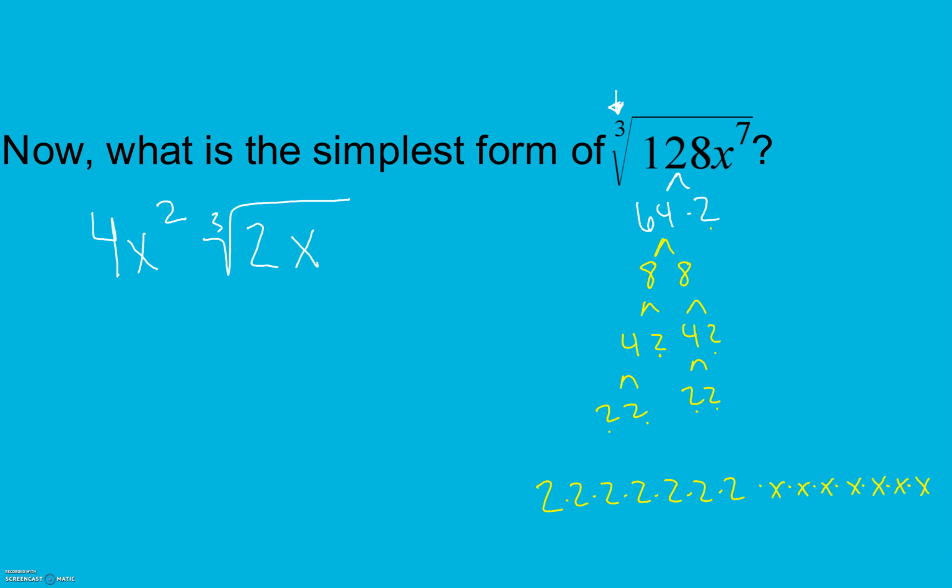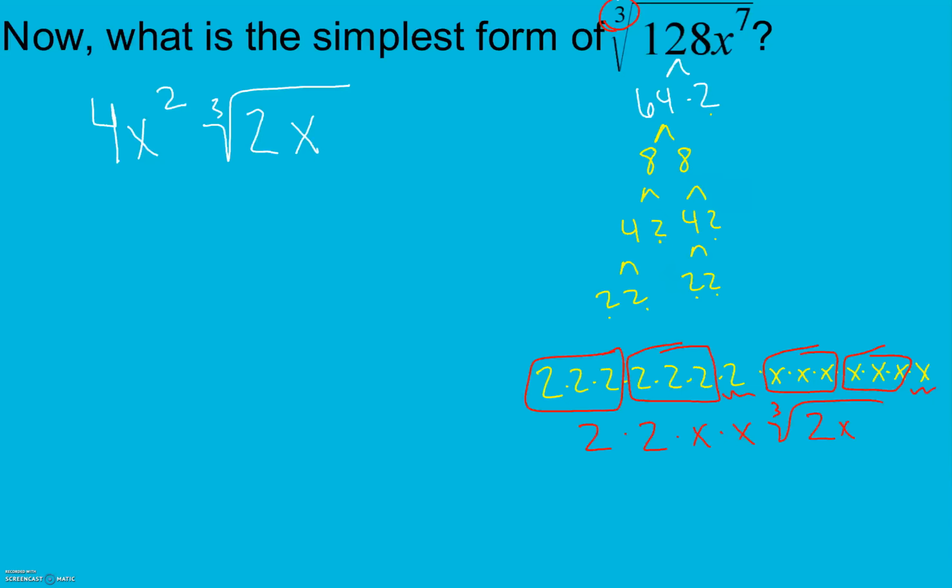We're looking for groups of 3. I have one group of 3 2's. I have another group of 3 2's. And again, we're still just multiplying. I have a group of 3 x's. Another group of 3 x's. And what I have left, a 2 and an x, go inside my radical. Make sure we have our index. Here, we're just going to multiply these together. 2 times 2 is 4.